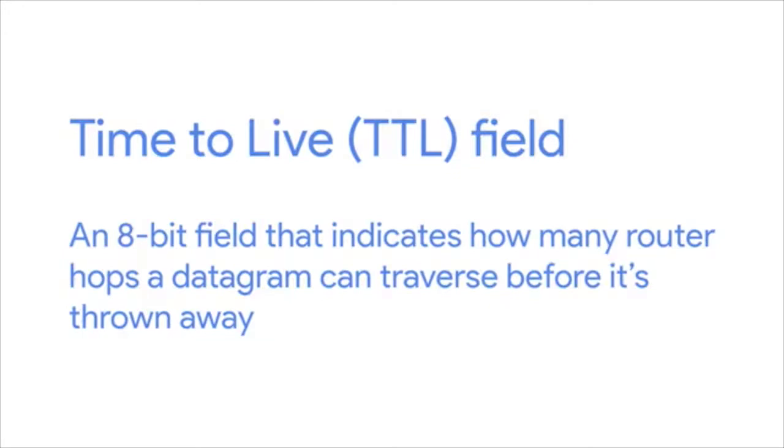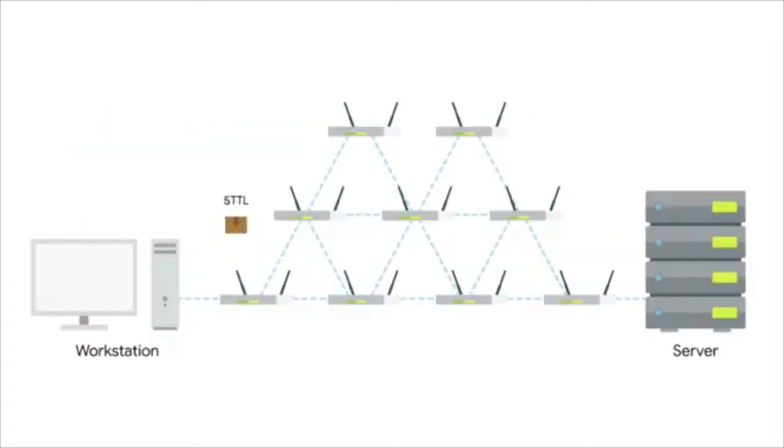This field is an 8-bit field that indicates how many router hops a datagram can traverse before it's thrown away. Every time a datagram reaches a new router, that router decrements the TTL field by 1. Once this value reaches 0, a router knows it doesn't have to forward the datagram any further. The main purpose of this field is to make sure that when there's a misconfiguration in routing that causes an endless loop, datagrams don't spend all eternity trying to reach their destination.